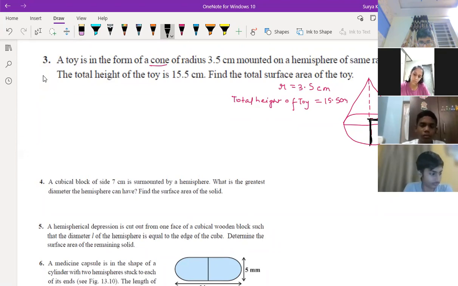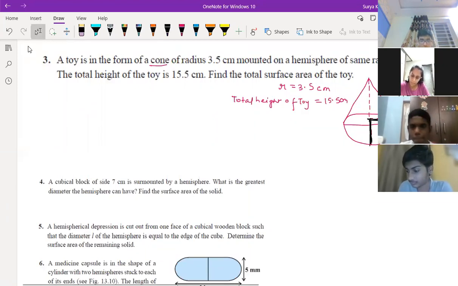Then tell me, what is the distance from top to here? What is the height of the cone? 12, sir. 12 centimeter. Very good. Centimeters only. 15.5 minus 3.5, right? It is coming 12 centimeter. Now we have to find the total surface area of the toy.